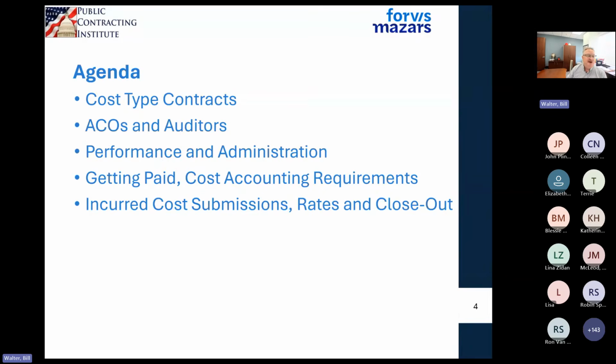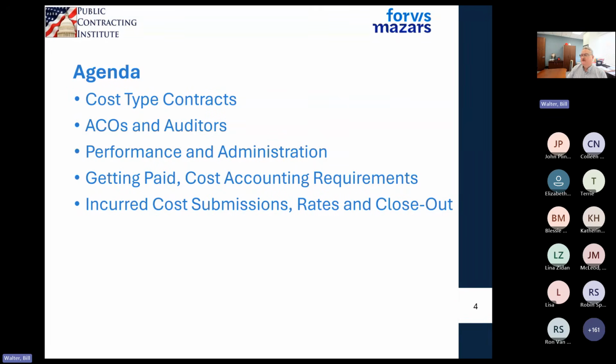So today we're going to talk about kind of the who, what, where, when, how of cost type contracts. We're going to talk a little bit about cost type contracts. We're going to talk about the personnel, the people who are involved in administering them. We're going to talk about what happens during performance and administration of a cost reimbursement type contract. Then, of course, what we all want, let's get paid. And we'll talk a little bit about the cost requirements. And a lot of you are familiar with the terms cost allowability, direct costs, indirect cost rates, et cetera. We're going to touch on that as we start to wind up today.